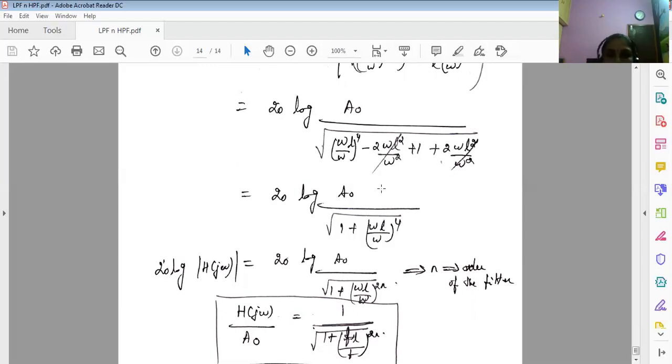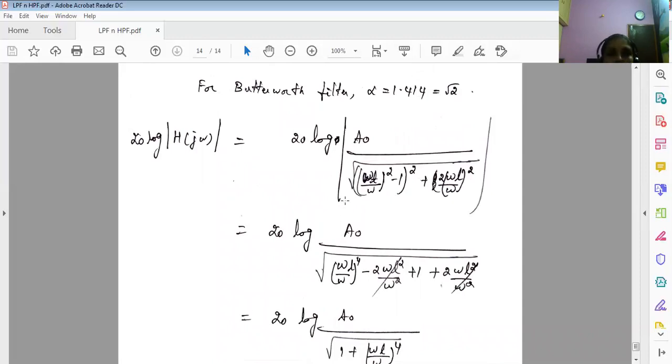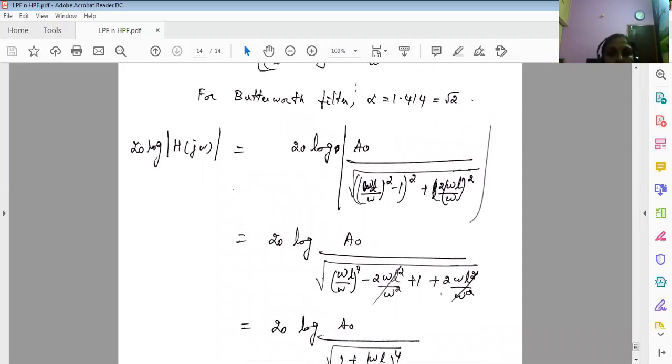Now, in case you are asked to find the expression, that is the transfer function, for any Bessel or Chebyshev filter, the only thing you have to do is substitute the value of alpha with the corresponding one. That is 1.06 for Bessel, or 1.732 for Chebyshev, that is root 3. And then you will have to simplify this further, right?